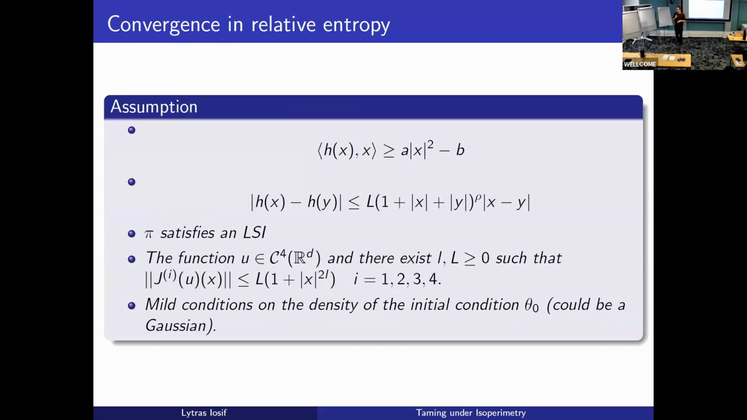So let us now focus on our work. What we assume here is dissipativity and local Lipschitz for the gradient. So this is allowed to grow superlinearly. So if one applies vanilla Euler, it will not be stable. We assume that our measure satisfies the log-Sobolev inequality. And then we have some, okay, the initial condition could be a Gaussian, very mild. And this is more technical. Probably it can be proved otherwise, of course. I don't believe that this is really necessary. I will discuss it throughout the proof.